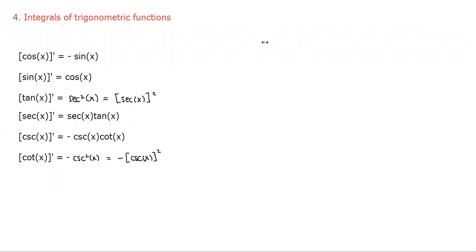So I'm going to start with a proposition over here, which is integrals of trig functions. And we have 6 functions over there, which means we know 6 derivatives. That means we're going to have 6 antiderivatives as well. Okay. So the first thing we're going to do is find the antiderivative of sine of x over here. So that means find the integral of sine of x.